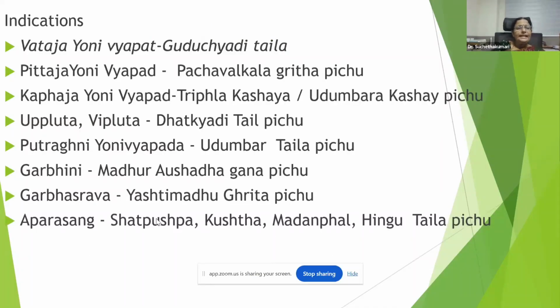So, some of the indications for the pichu. It is clearly given in the classics what type of pichu has to be given in what type of vyapats. For the yoni vyapats, for the garbhasrava, for the aparasanga, a particular pichu is told. So the same pichu can be given. Or sometimes, even if it is not a classical preparation, we can make our own preparations also.